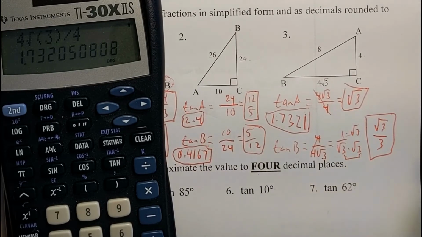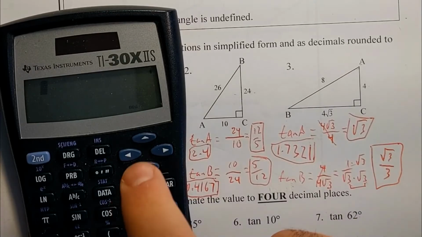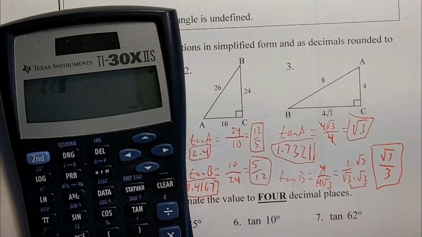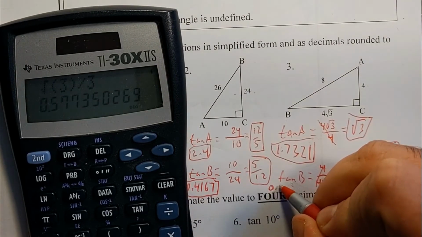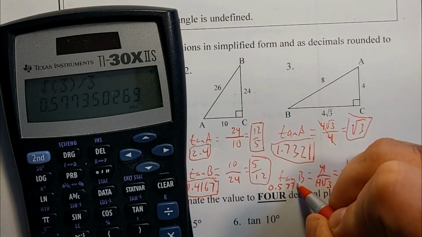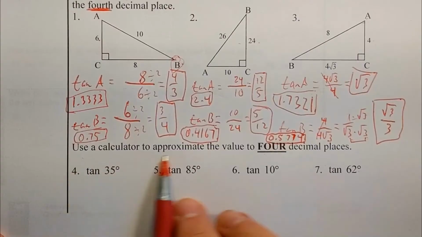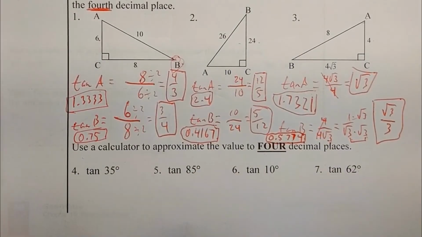When it comes to the decimal, for this one, if you put it in your calculator, you go square root of 3 divided by 3. You get 0.5774. On these, it's just practicing rounding to 4 decimal places pretty much.